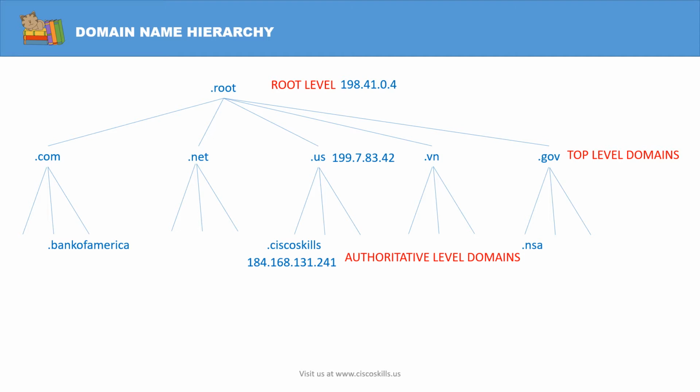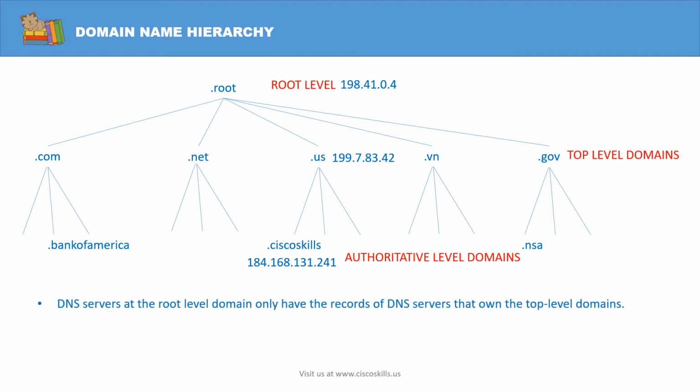Before discussing real-world example, let's look into domain name hierarchy. As you can see, this is a domain name hierarchy. At the very top is root level domain. DNS servers at the root level domain only have the records of DNS servers that own the top level domains. Top level domains include the domains such as .com, .net, .us, .vn, .gov.